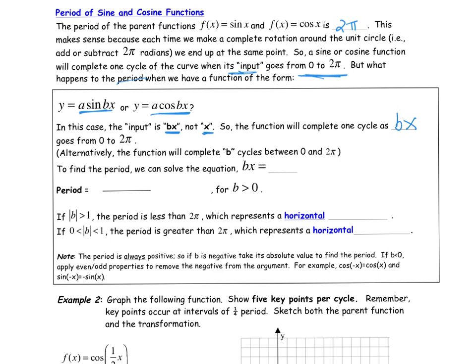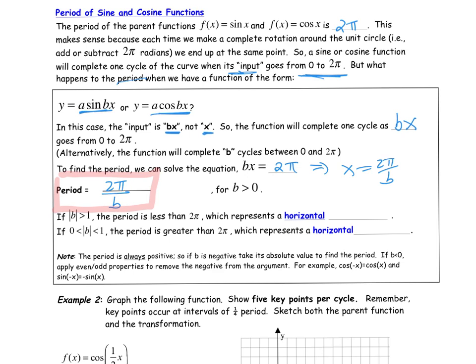We can solve that bx is equal to 2 pi. That's how long it's going to take to complete one cycle. So the period then, if we divide both sides by b, so x is going to be 2 pi over b. So that's going to be the period. Always for sine or cosine, if we take 2 pi and divide it by b, that is going to be the period. That's something you're going to want to remember. Okay, and that's true for b is greater than 0.